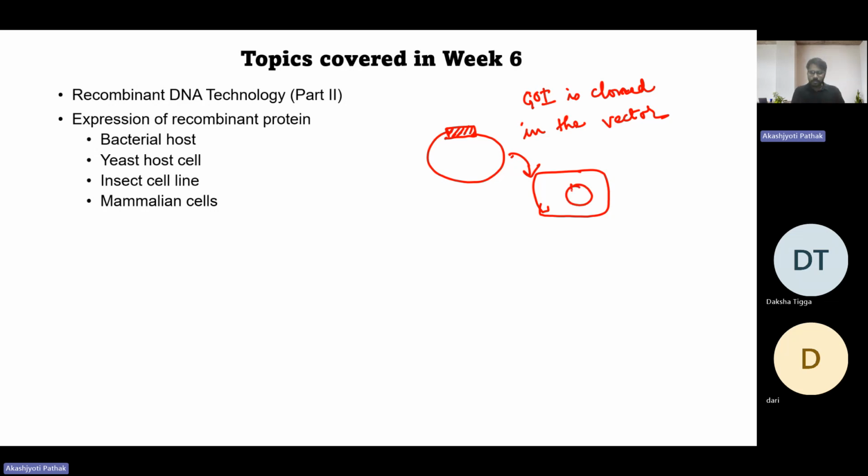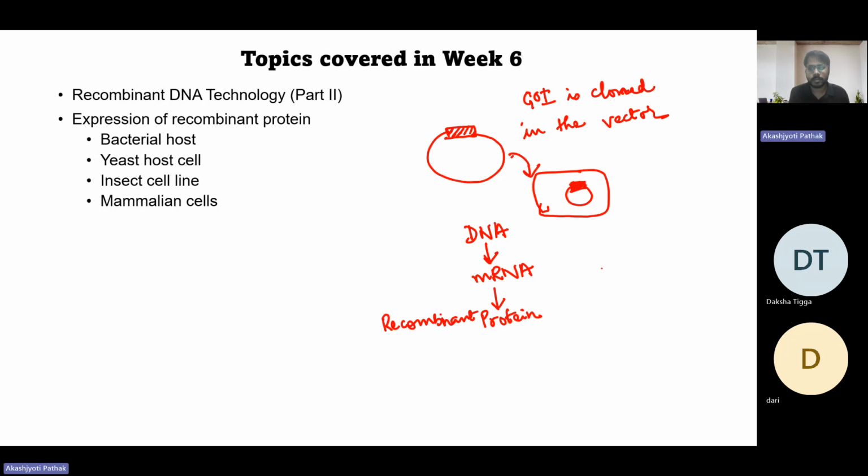What do you mean by expression of the gene of interest? Expression means, from your DNA, you have your gene of interest. Then from this DNA, transcription will happen, right? You will get an mRNA by the process of transcription, and then there will be translation, isn't it? So that you can get your protein. This is called the recombinant protein.